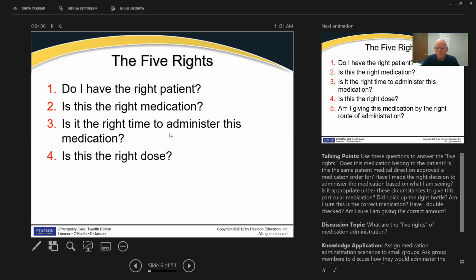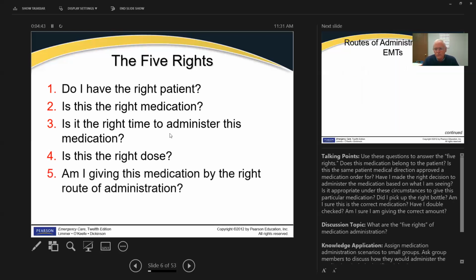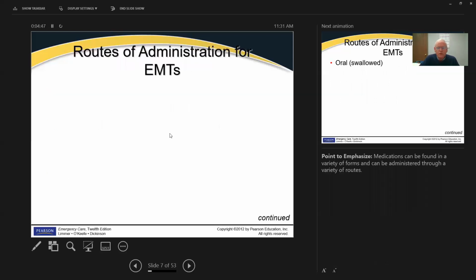Is it the right dose? Are we giving them the correct amount of that medication? And are we giving it by the right route of administration? There are different routes of administration. So for EMTs, oral, we can give somebody medication and they can chew it or swallow it.